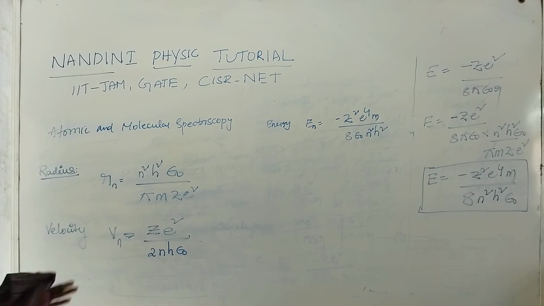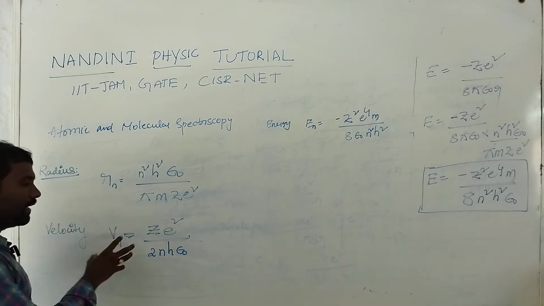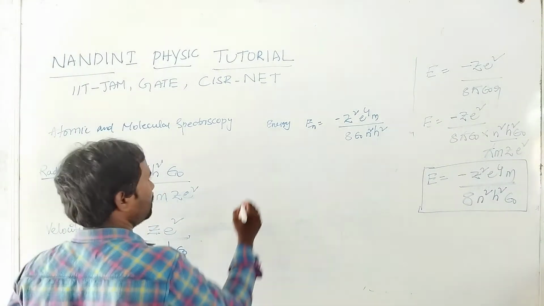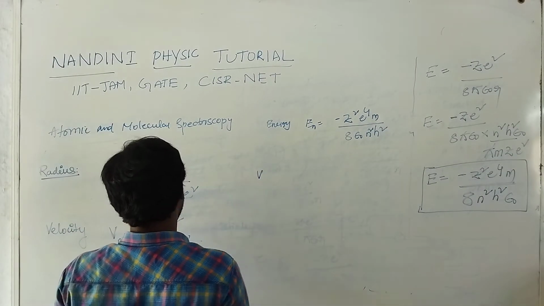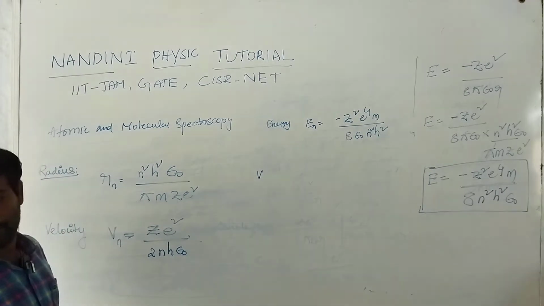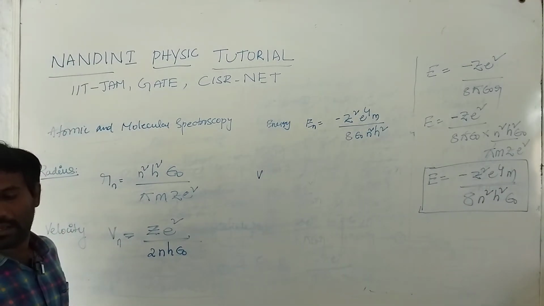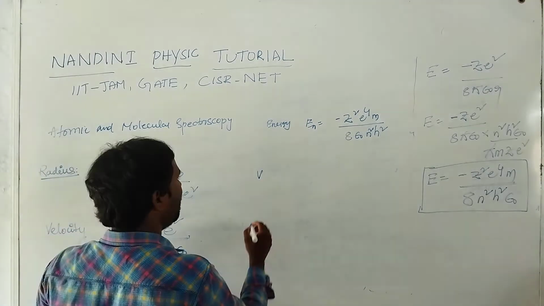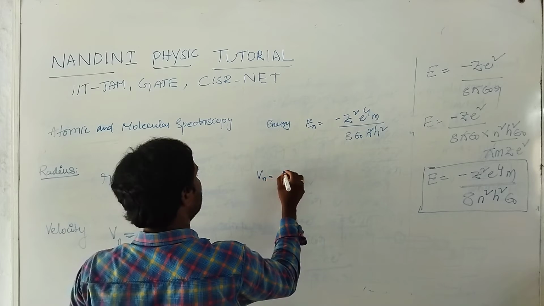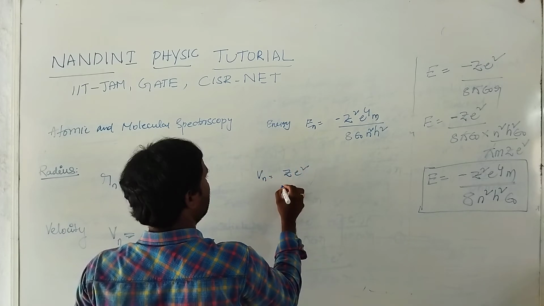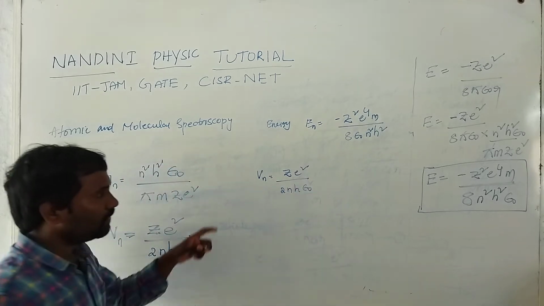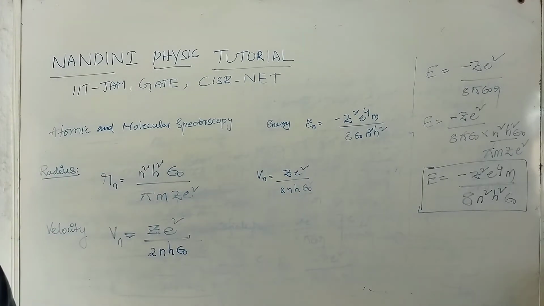So in these three equations, I consider the velocity equation. I will change this equation in terms of alpha. Therefore Vn is equal to Z e square divided by 2n h epsilon naught. So this is the actual velocity equation. I'll write these characteristics in terms of alpha.